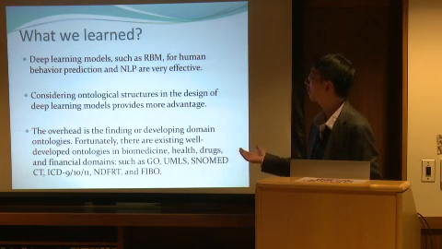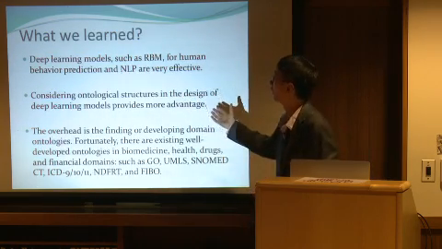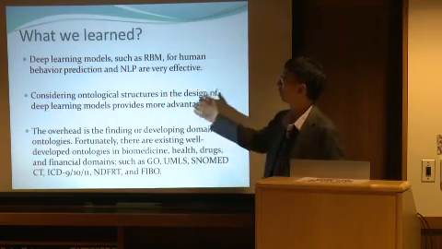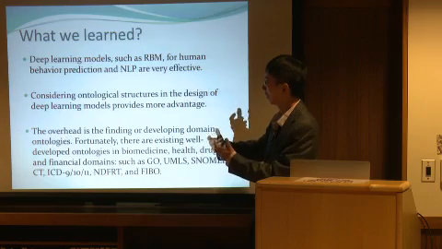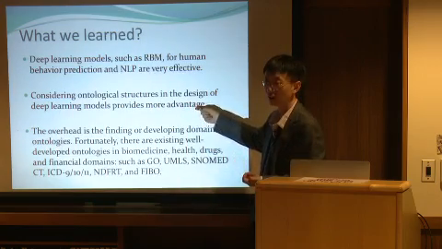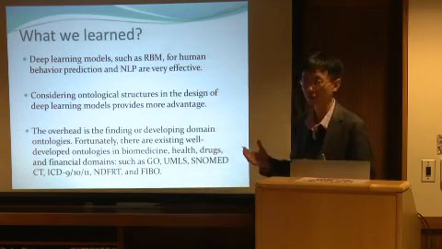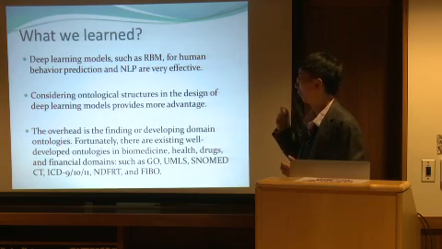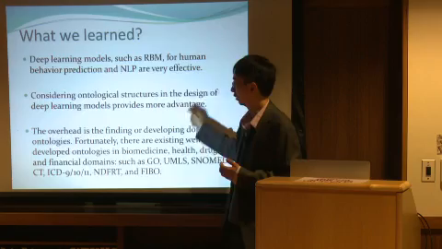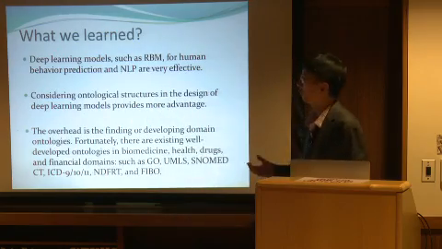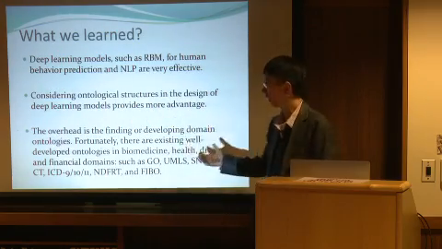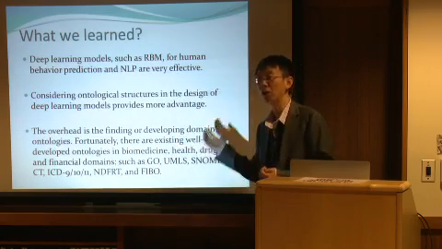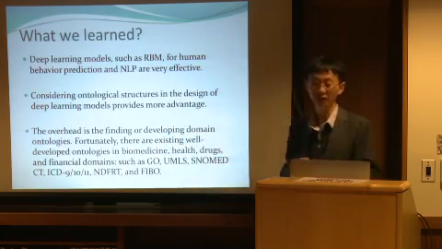What we have learned is that deep learning models are good for predictions, good for NLP, right? But if we consider the ontology structures, we can get a little more advantage, say 3%, 5%, right? It really depends on how you look at this percentage advantage. At the same time, we agree we need some overhead. We need to find or design some ontologies, right? But fortunately, in biomedical health domains, we already have those ontologies, okay?